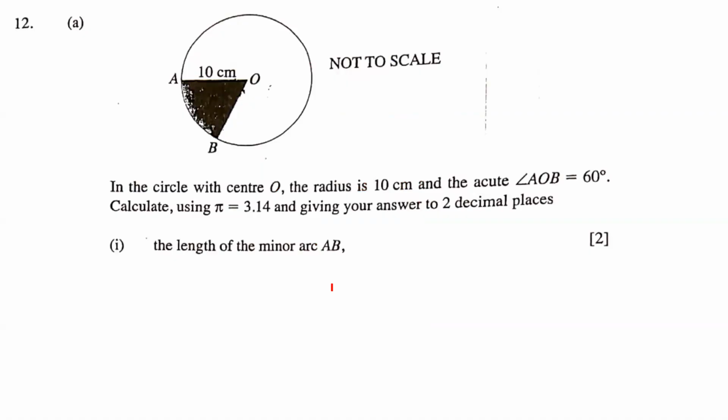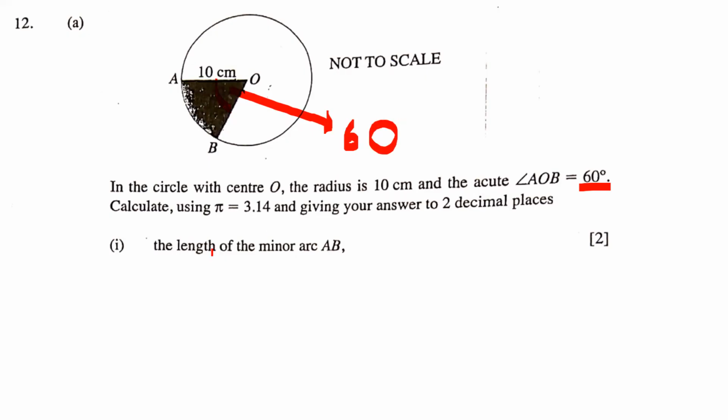Okay, let's move on to question number 12. Here we have a circle and we have the arc AB. We have a radius of 10 centimeters and we have an angle, right here. They say that that angle is 60 degrees. So this angle right here measures 60 degrees, based on the question.